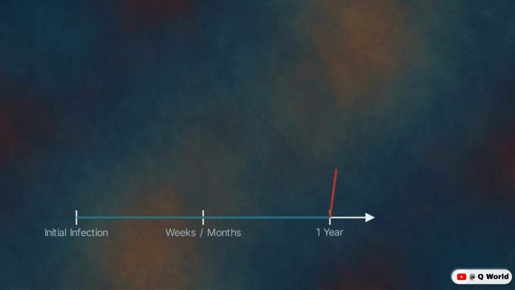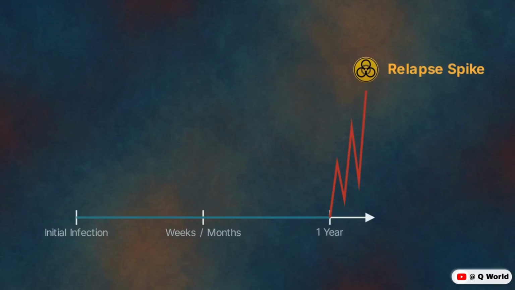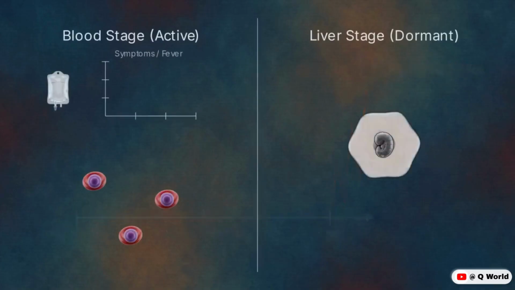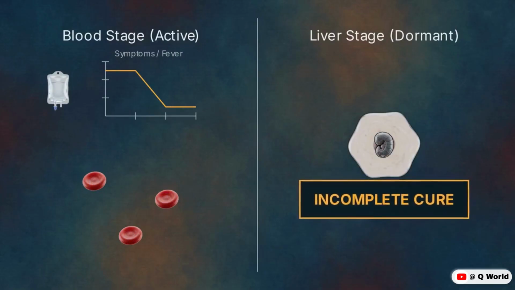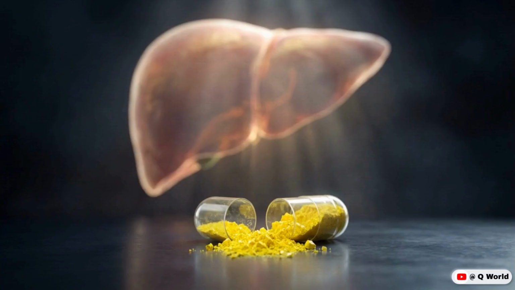When they do, they initiate a new erythrocytic cycle, causing a sudden clinical relapse of malaria long after the initial mosquito bite. For these variants, clearing the blood of active parasites will stop the immediate fever, but it will not cure the patient. Eradication requires specific chemical targeting of this hidden hepatic reservoir.